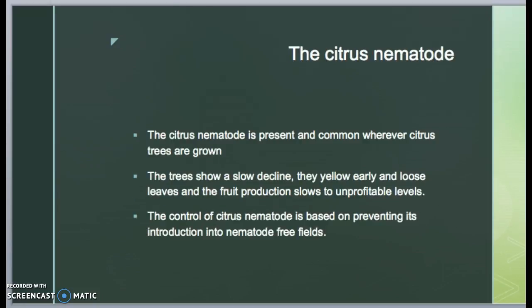The citrus nematode. The citrus nematode is present and common wherever citrus trees are grown. The trees show a slow decline, they yellow early and lose leaves, and the fruit production slows to unprofitable levels. The control of citrus nematodes is based on preventing its introduction into nematode-free fields.